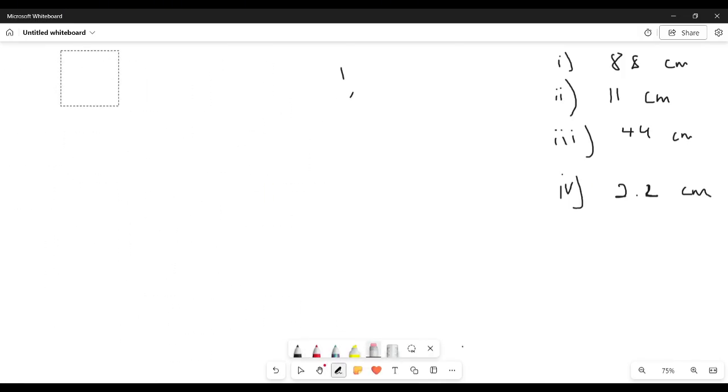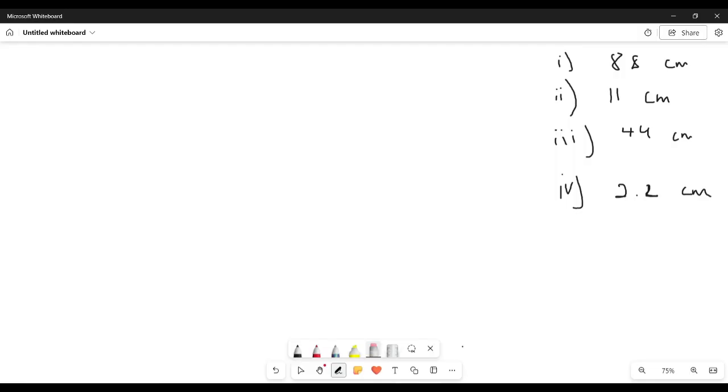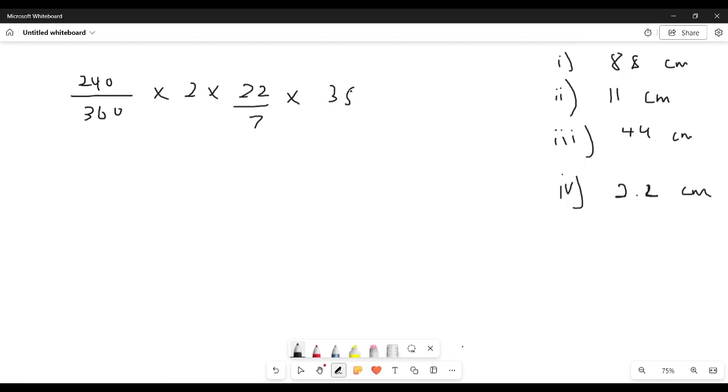Okay, let's move on to the next one. The next one is a reflex angle of 240 degrees, and the radius is 35 centimeters. So let's fill that out. 240 over 360 times 2 times 22 over 7 times what? The radius was 35. It's a big number.